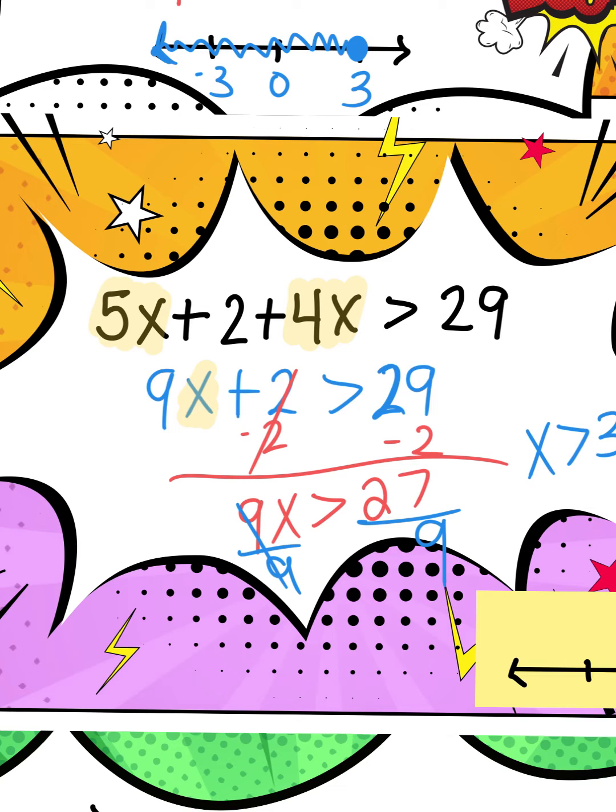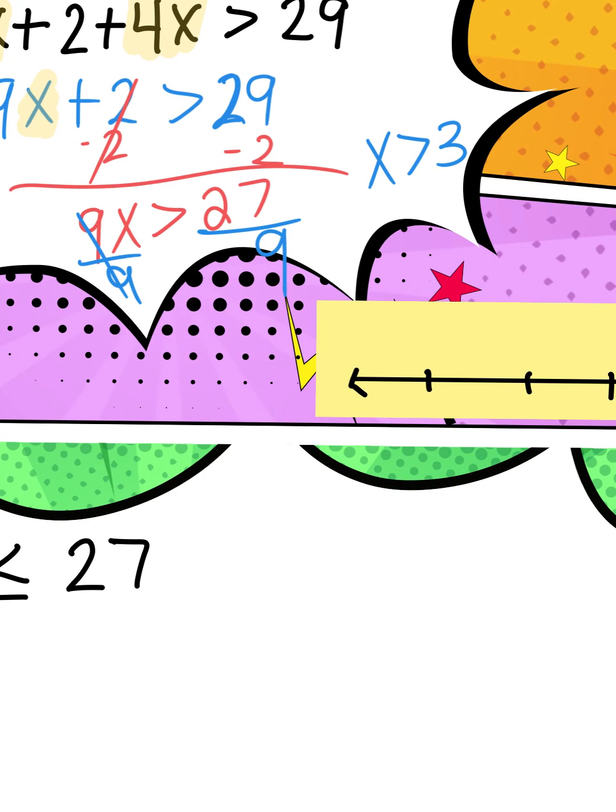Nothing flipped. There was no negative that I divided by. The variable is in the front, so I don't need to flip anything. So x is greater than 3. So positive 3, negative 3. All right, so open circle, greater than means this direction.